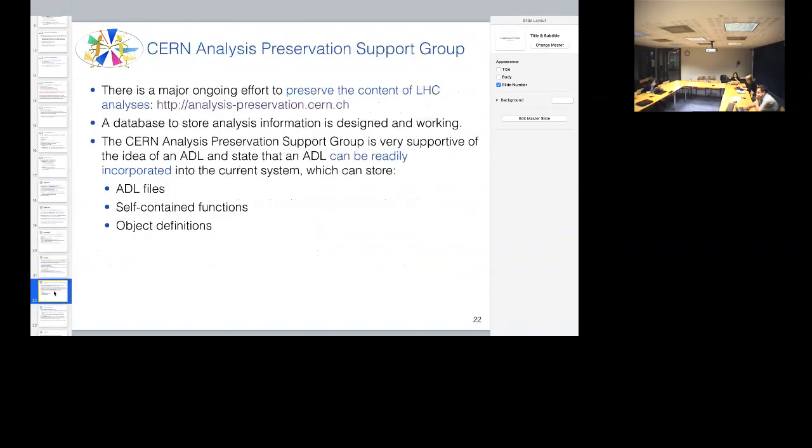Okay, so I'm coming to the end. One of the important things is that we should recognize there are many initiatives to preserve analyses, and of course there's this major effort at CERN. We've actually talked to these people, and they are very supportive of the idea of an ADL and tell us that such a thing can be easily incorporated into their system in order to store these files, self-contained functions, and so on. So there's great support from that side, which is very encouraging.